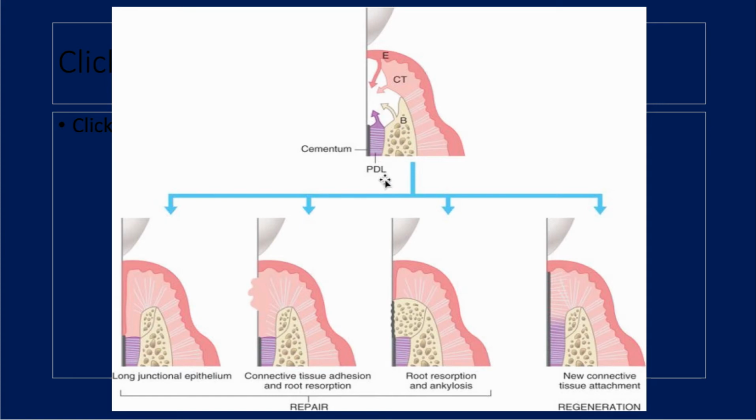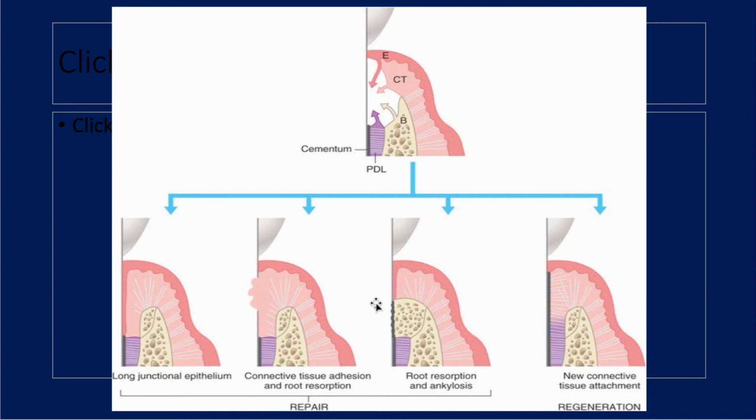Below this, you can see that the end result of the process is based upon the therapy you select. On the left, we have healing by the establishment of a long junctional epithelium. This is our most common type of healing, which we will see after scaling and root planing and open flap debridement. You could potentially have connective tissue adhesion as demonstrated here, and root resorption as diagrammed in this spot.